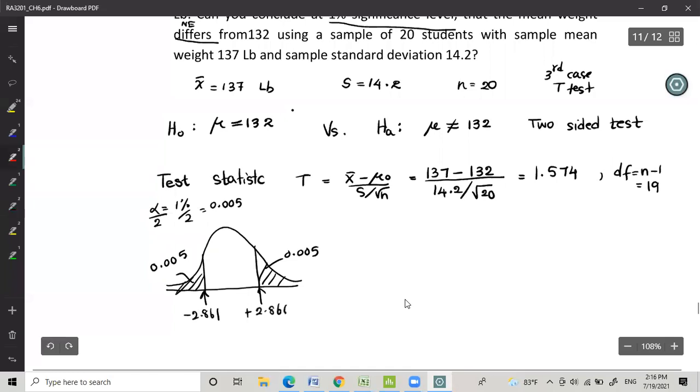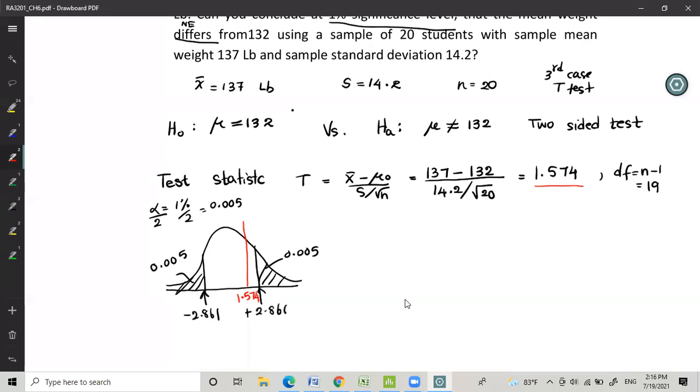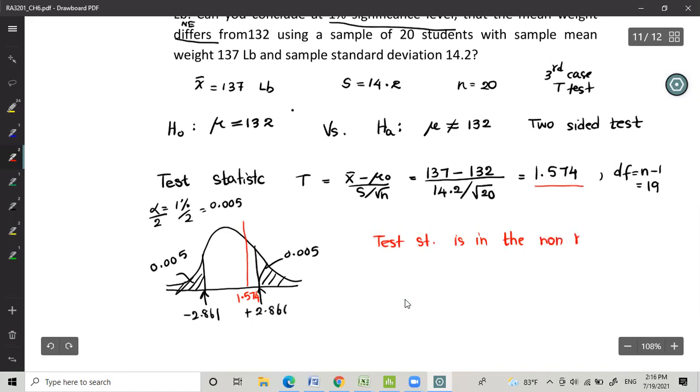Last step, you go back and take your test statistic and place it on your graph. So here's 1.574. The positive value less than 2.861. So where is it? It is in the non-rejection region. So the test statistic is in the non-rejection region. So what is your decision? We fail to reject H naught.